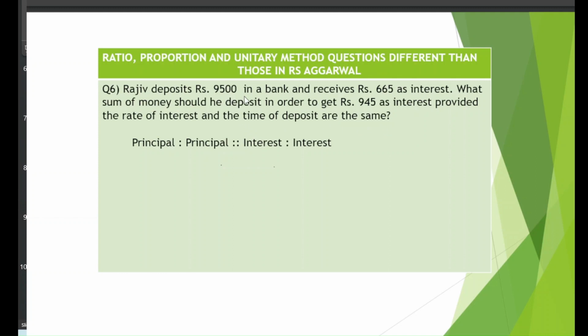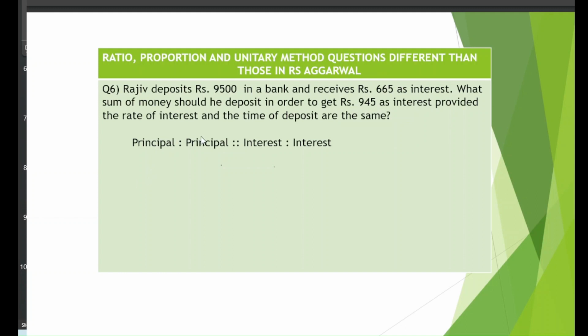The question is saying that if at the same time when he deposited rupees 9,500, suppose he deposits X amount of money at the same time and at the same rate of interest, means the bank is not paying more interest or less interest than what it was paying before. Okay, the rate of interest remains the same. Then the interest that he gets is rupees 945. But what will be that amount that he needs to deposit to get rupees 945?